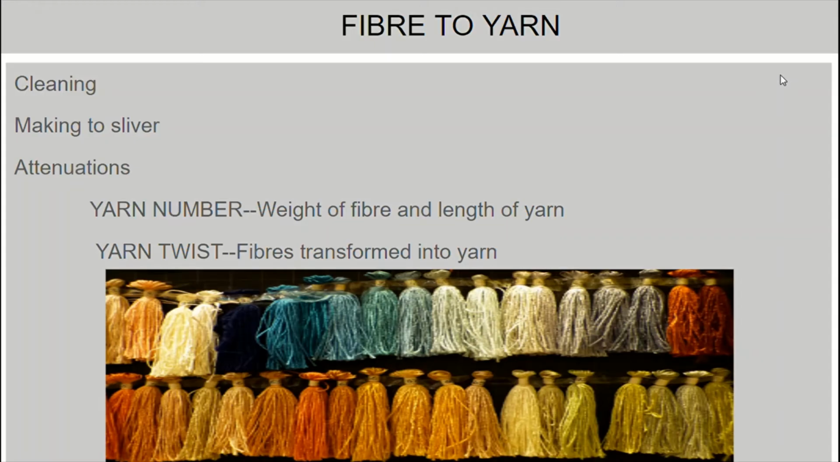What is yarn number? The weight of fiber and the length of yarn drawn from it. This is the indicator of fineness. Yarn twist: fibers transformed into yarn. Twist is added to hold the fibers together.